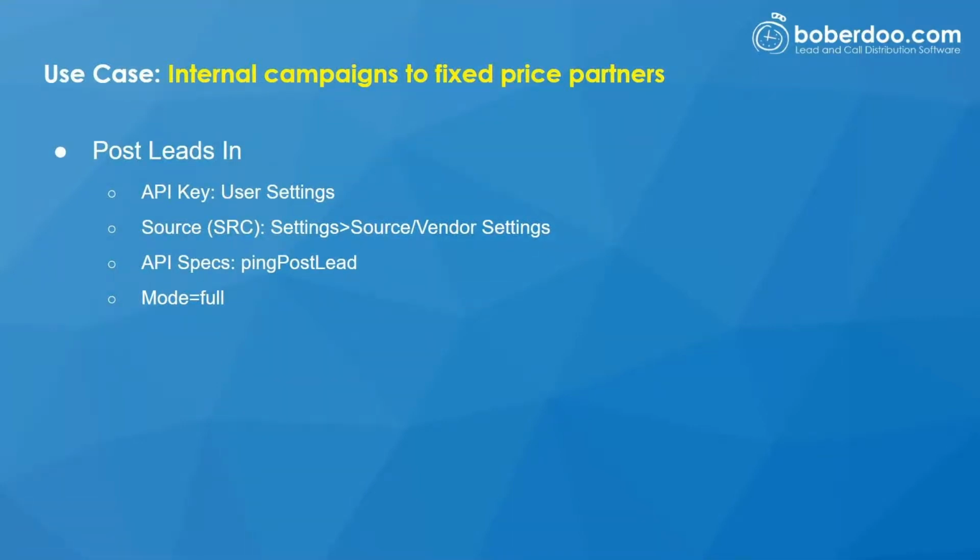The first step for posting leads into the Boberdoo lead system and selling to fixed price partners is getting the leads in. The way that you post the leads in, you're going to need 4 things. You will need an API key. You will need a source or SRC value. You will need the API specs to give to your website designer. And you will be using the mode equals full.